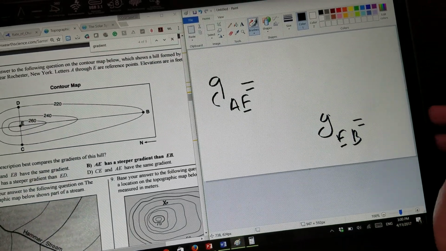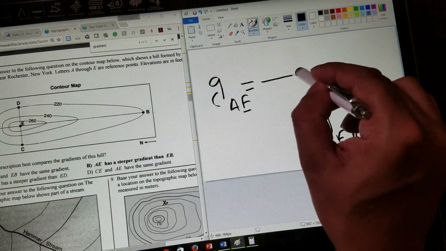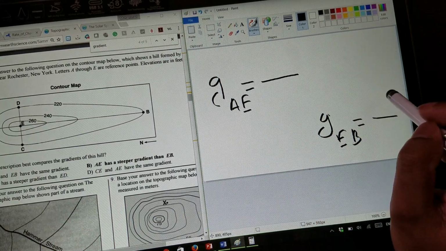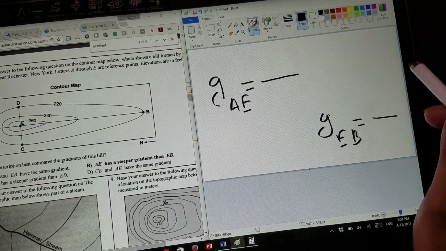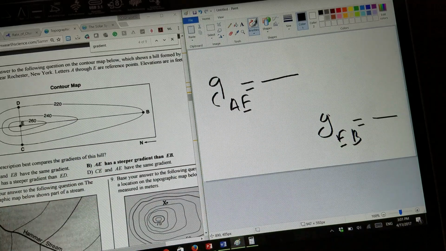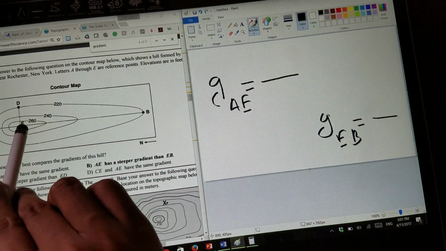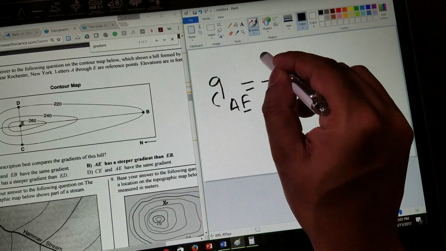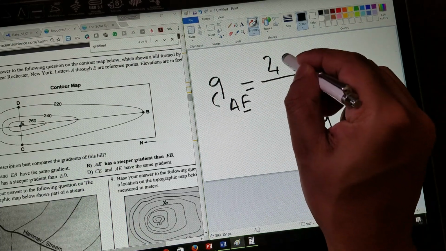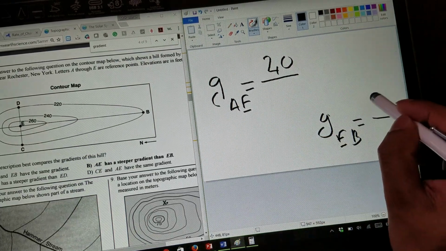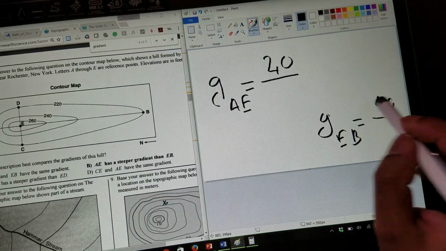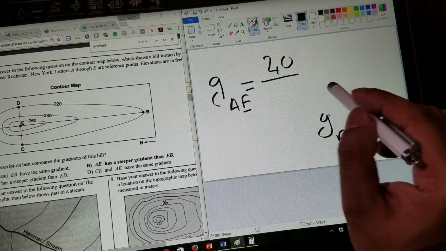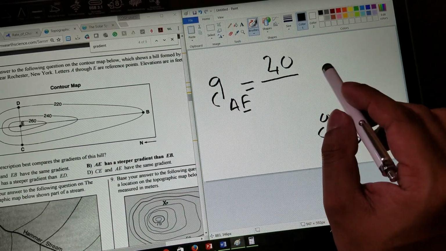Okay, so for A and E, we know that for both of them the change in field value is the same, right? If we are saying A, this one is 220, this is 260, so that is 40. The change in field value is 40. This one is also 40. But here, if we are comparing these two, this value is very different.